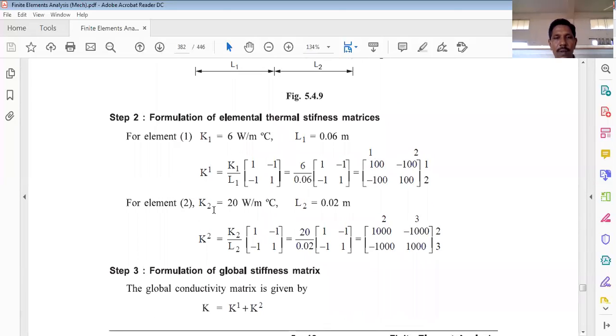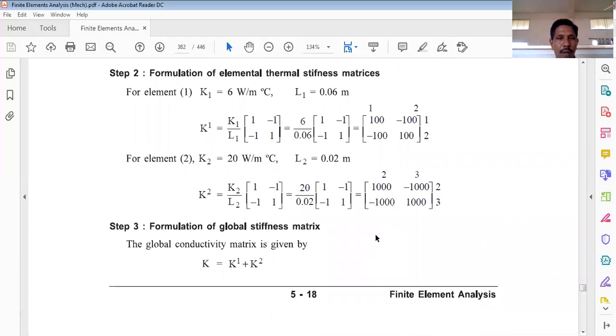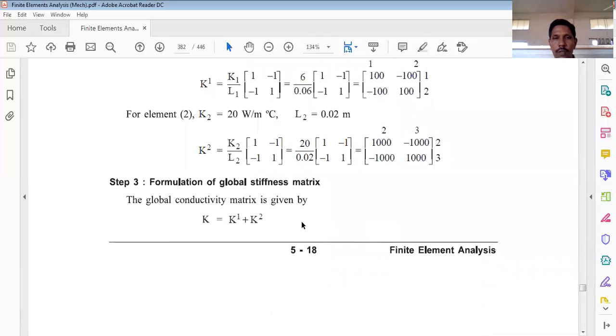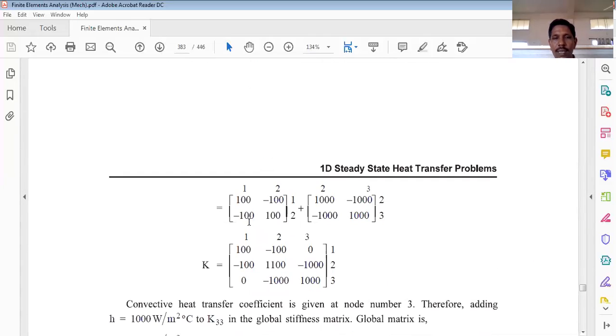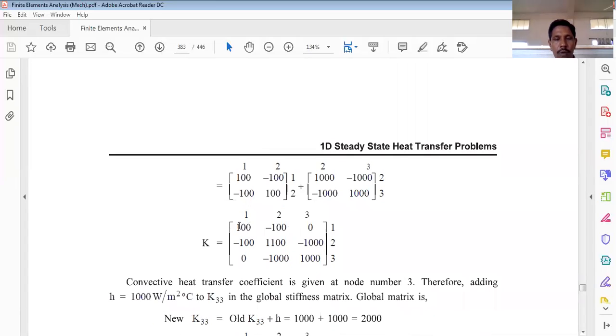Similarly, for element number 2, K2 is 20 watts per meter degree centigrade and L2 is 0.02 meter. When you simplify this, it comes out to be 1000, minus 1000, minus 1000, 1000, and element 2 is connected between nodes 2 and 3. The next step is the global stiffness matrix, which is the addition of the 2 stiffness matrices. Globally, there are 3 nodes with 3 degrees of freedom altogether, between 1, 2, 3 and 1, 2, 3. So you have to search for each entity. It comes out to be 100, minus 100, 0; minus 100, 1100, minus 1000; 0, minus 1000, 1000.